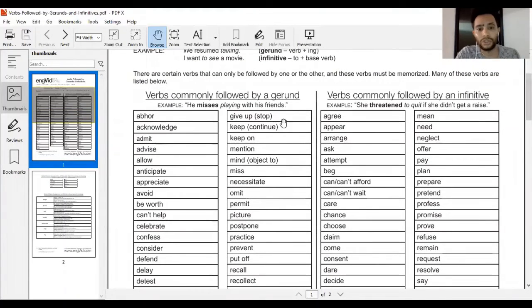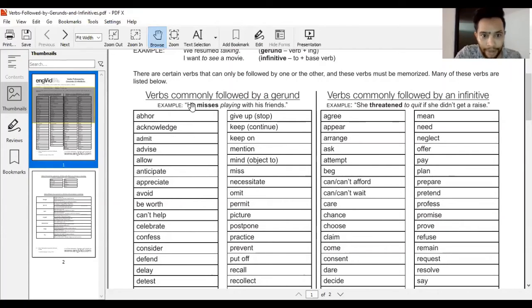In these first two columns, we have the verbs commonly followed by a gerund. Those verbs that are always going to be using the verb pattern with the gerund or the ing version. Remember that I am not saying that these verbs are going to take on the ing form, like I am acknowledging. No, I'm not talking about that.